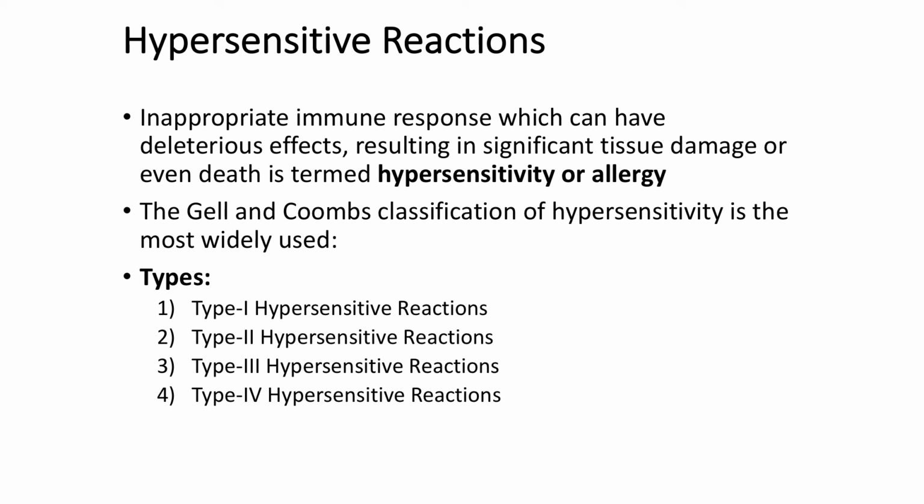An inappropriate immune response, which can have deleterious effects resulting in significant tissue damage or even death, is termed hypersensitivity or allergy. The Gell and Coombs classification of hypersensitivity is most widely used, and they have classified hypersensitivity into four classes: type 1, type 2, type 3, and type 4. So, we are going to see each of these types in detail.